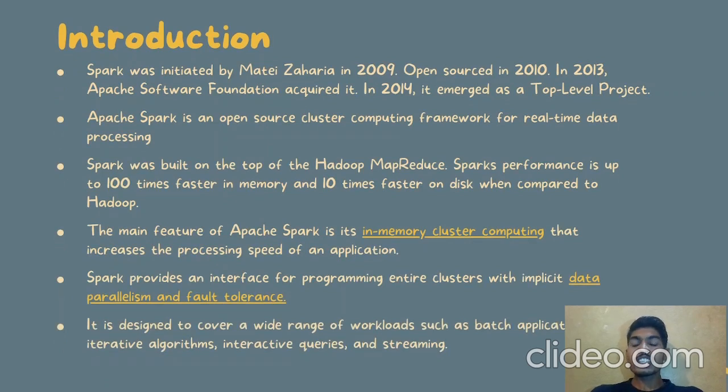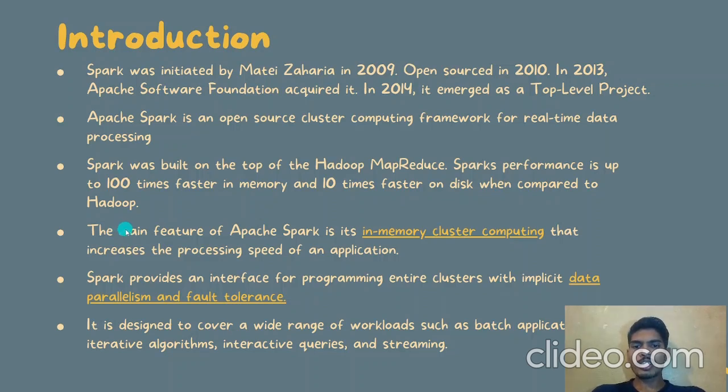It was first initiated by Matei Zaharia in 2009, then was open sourced in 2010. Finally, Apache Foundation acquired it in 2013, and in 2014 it emerged as a top-level project. It is an open source cluster computing framework for real-time data processing, and it is nearly 100 times faster than the Hadoop MapReduce architecture in memory, and in terms of disk, it is 10 times faster.